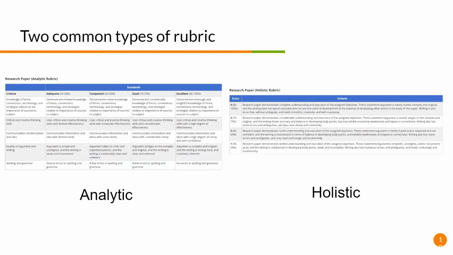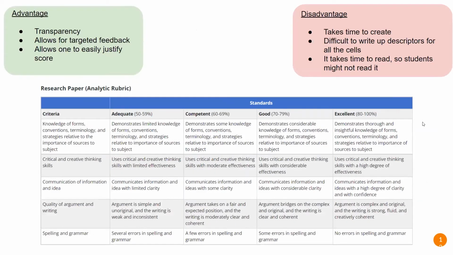So there are two common types of rubrics, the analytic and the holistic. This is what an analytic rubric looks like, and an advantage.